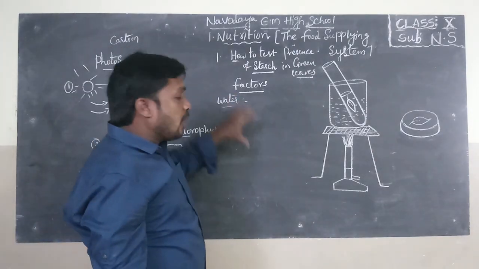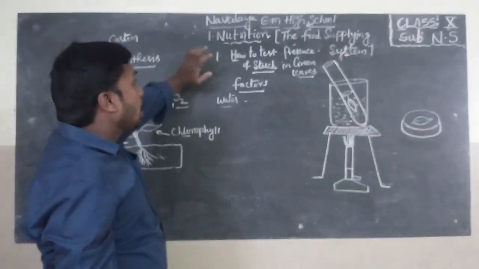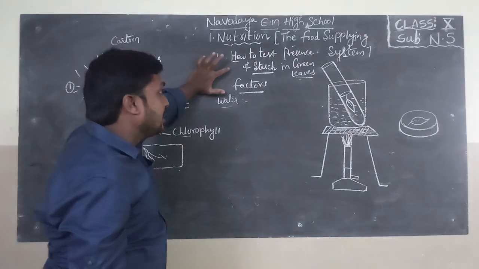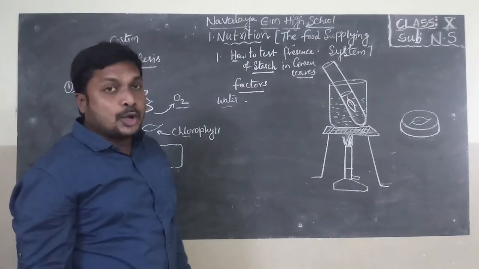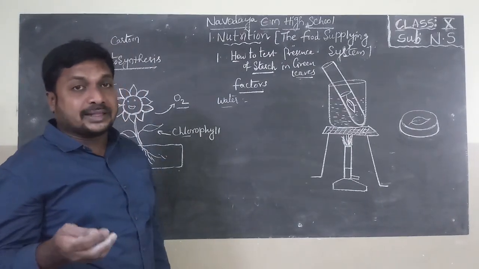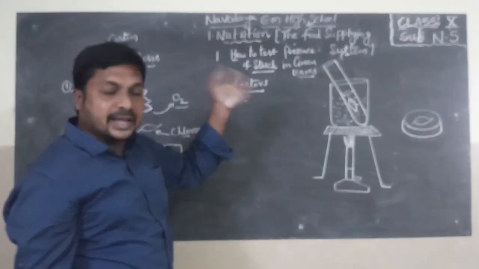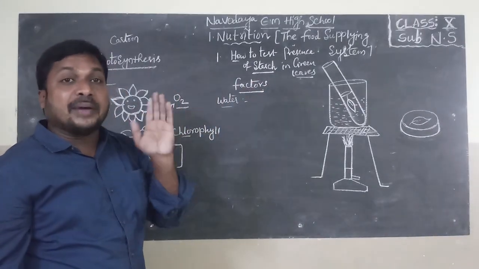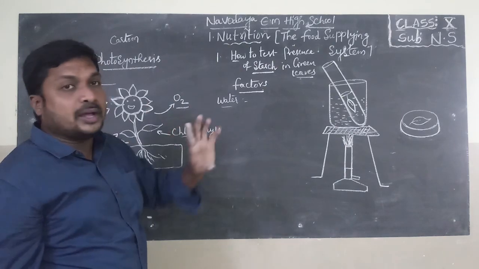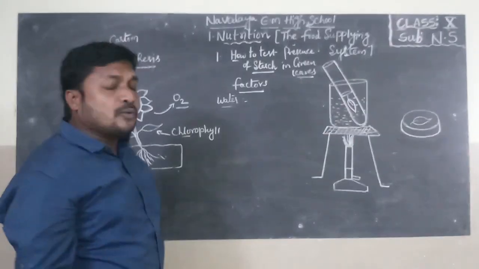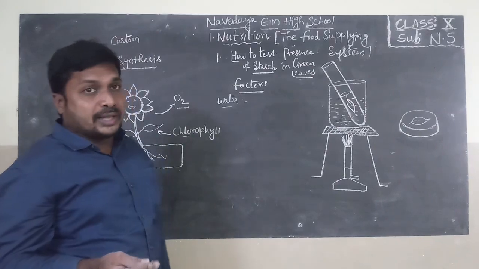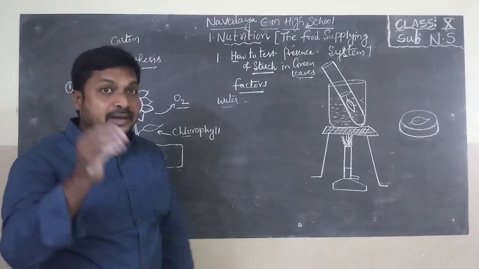In this topic, I will explain how to test presence of starch in green leaves or green plants. We know that starch means nothing but sugar or carbohydrates. If starch is formed, we can say that plants performed photosynthesis. If you want to write the experiment, we know that we have to follow some instructions.